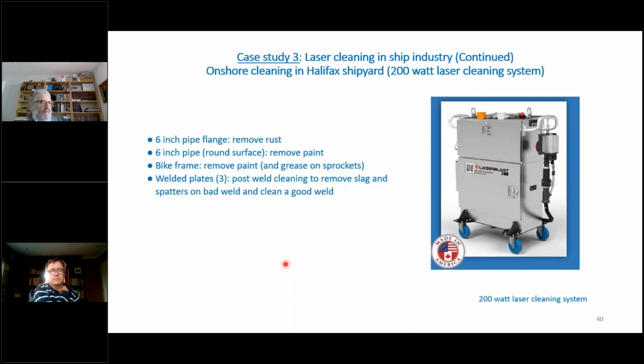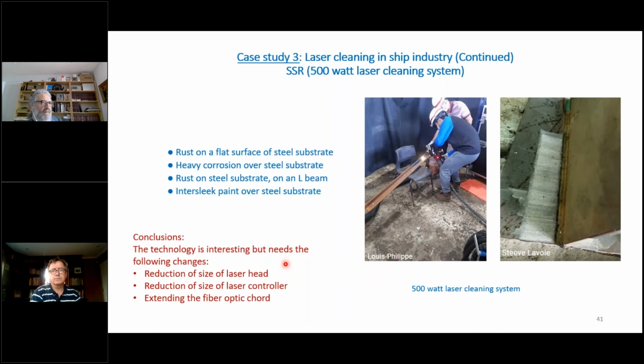Then the 200 watt laser was also used in the Halifax shipyard onshore. You could remove rust from 6-inch pipe, bike frame, welded plates, and so on. And here is in Shelburne, which is another area, another city, basically. So rust on flat surface of a steel substrate, heavy corrosion over steel substrate, rust on steel substrate, and Intersleek paint over steel substrate.